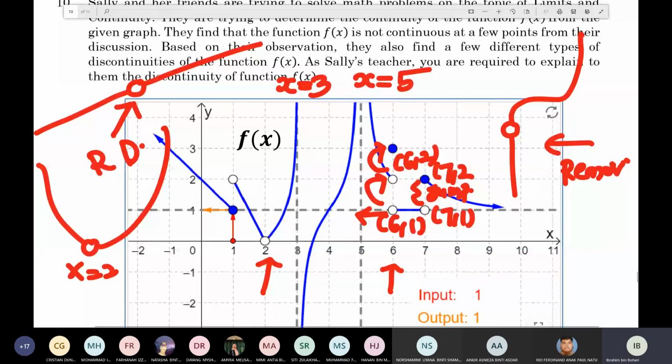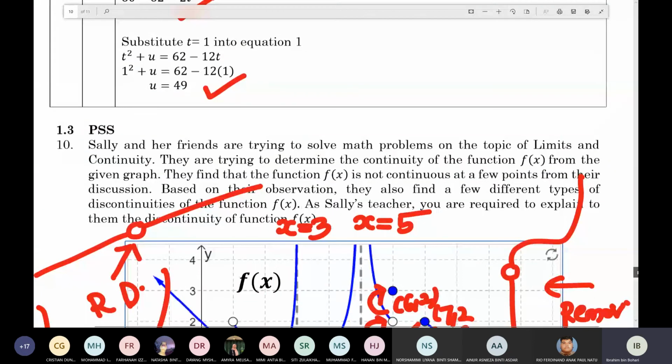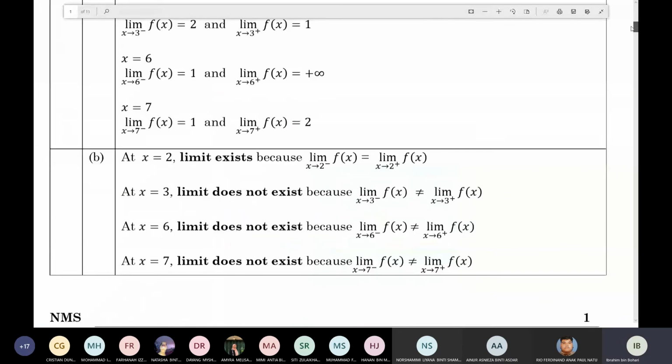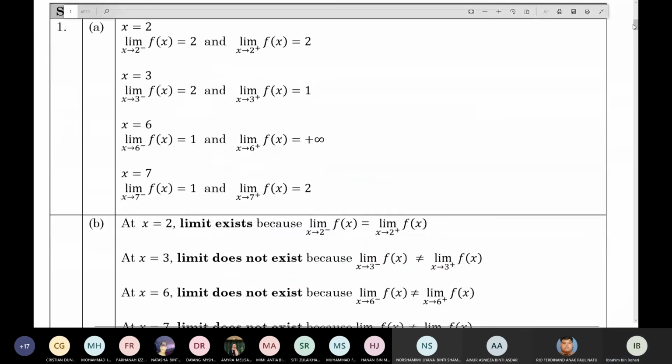Okay, settle question 10. And question 1 to 3. Yang ni saya bagi jawapan sahaja. Kalau ada soalan tu, you all type dalam chat meeting. Lepas ni saya check. Okay, check answer.